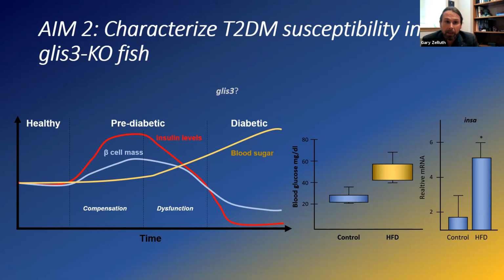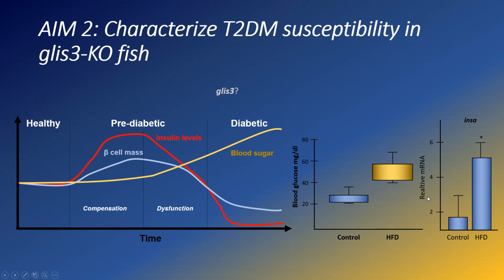So we tried to make a type 2 diabetes model in the zebrafish by feeding them a high-fat, high-glucose diet. And after about 30 days, we have found that they have extremely high blood sugar. Their fasting blood sugar is elevated relative to the control fish. And that is coincident with a severely increased amount of insulin expression. So we think these fish are somewhere here in the early stages of dysfunction where they have elevated insulin and elevated blood sugar.